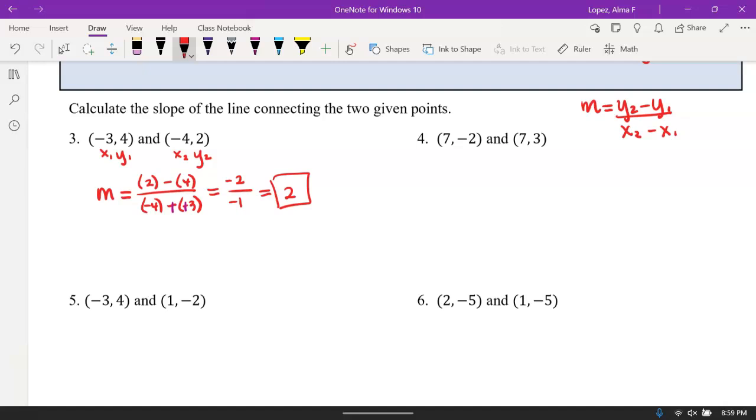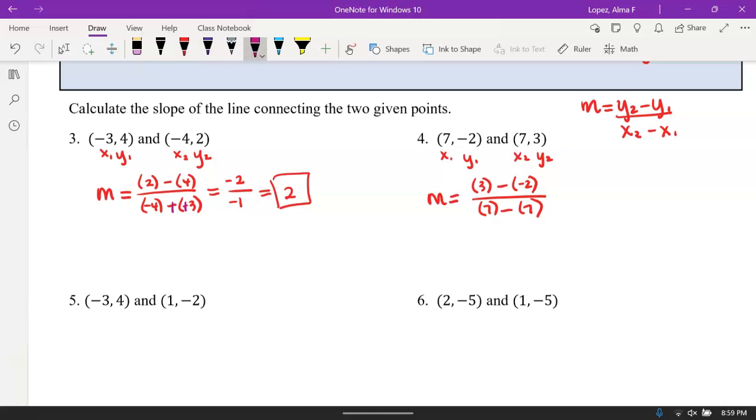Let's do it again. First thing on number 4 I'm going to do is ask you to label your points. This is x in the first point, y in the first point. X in the second point, y in the second point. And plug in. Y sub 2, and remember, put parentheses around anything you're plugging in, minus y sub 1 over x sub 2 minus x sub 1.